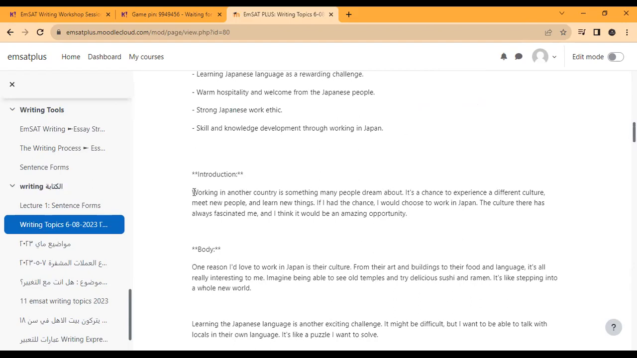This is a very general statement and it is about the topic. Now it's a chance to experience a different culture. شايفين قاعد يجاوب why. It's a chance to experience a different culture, meet new people. This is the second reason, and learn new things. He gave 3 reasons. Now, جاوب على السؤال. If I had the chance, I would choose to work in Japan. ليش يا توفيق? The culture there has always fascinated me. الثانية, and I think it will be an amazing opportunity.